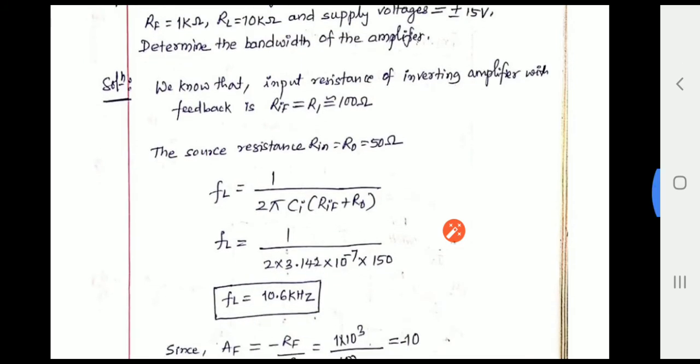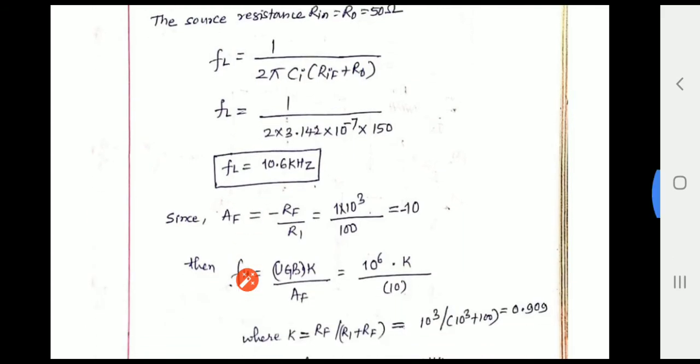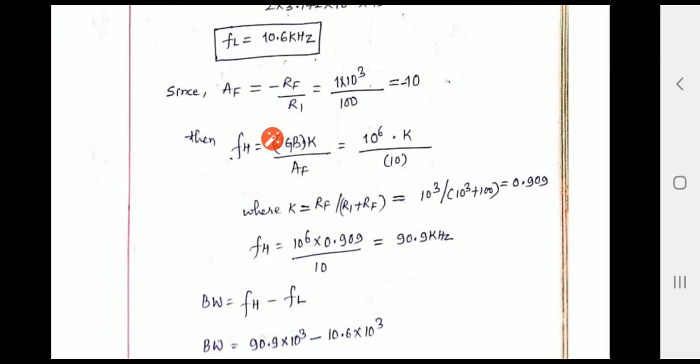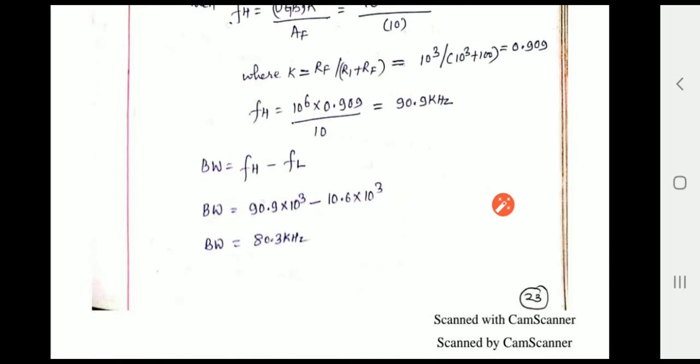A simple example. We know that the input resistance of the inverting amplifier with feedback is RiF equals R1, which is 100 ohm, just replacing the components. The source resistance Rin equals R0 here, which is given as 50 ohm. Substituting in this expression, we will get FL. Similarly, using this expression we can get FH. K is the attenuation factor, which depends on RF divided by R1 plus RF, as discussed in bandwidth with feedback. Using that you can get K. The unity gain bandwidth is given, so substitute the values and you will get FH. Then substituting in the bandwidth formula, we get bandwidth equals 80.3 kilohertz.